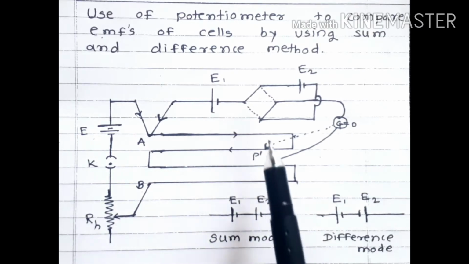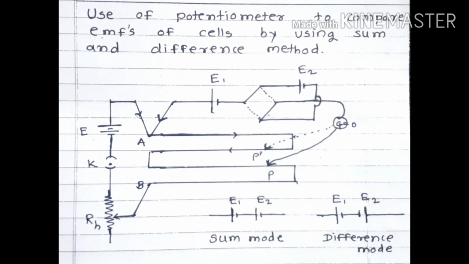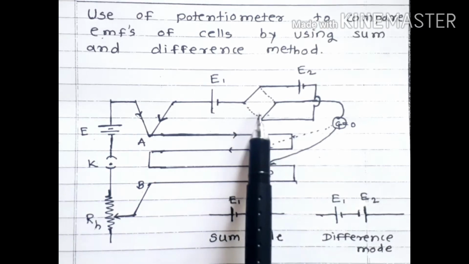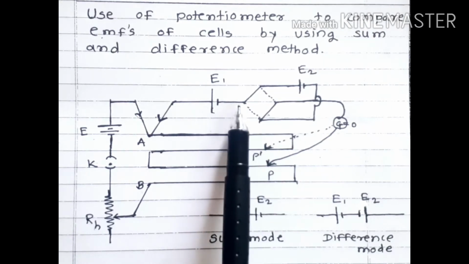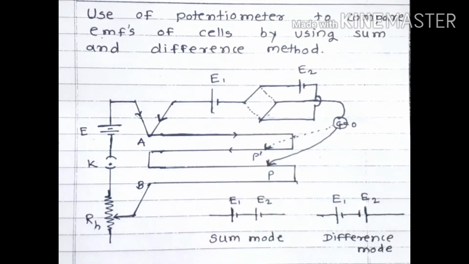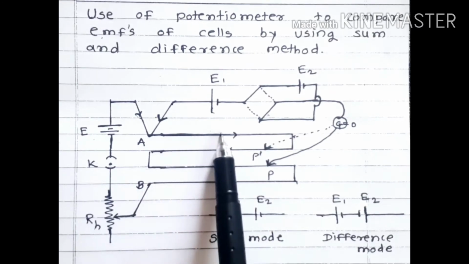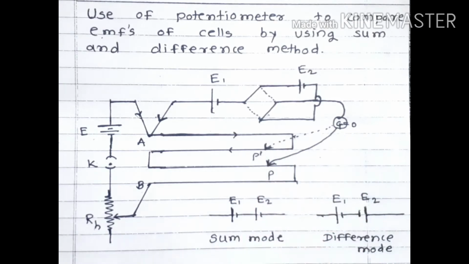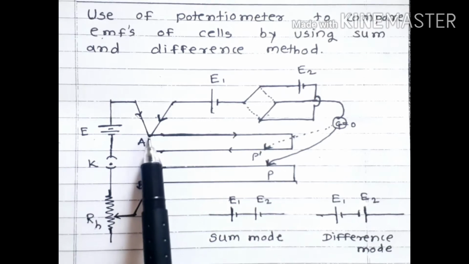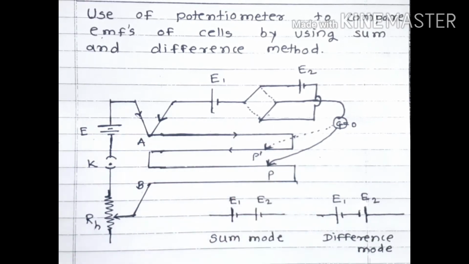Now, with the help of this reverse key, you connect the given cells in difference mode. By changing the mode of the combination with the help of the reverse key, you connect E1 and E2 in difference mode, and repeat the same procedure. By touching the jockey at various points on the potentiometer wire, you obtain the point P dash at which the galvanometer shows zero deflection. Then you measure the distance between point A and point P dash. Suppose it is L2.